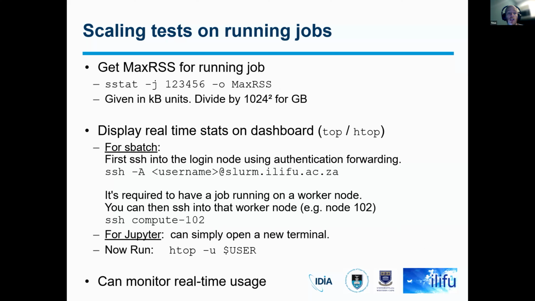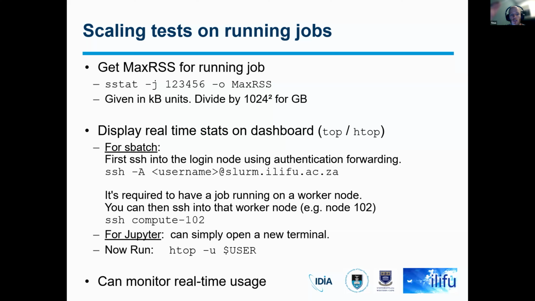So what you can also do to get information about actual jobs that are currently running is to use the stat command to get the max RSS statistic. But just note that in this case the units are in kilobytes, so you will have to convert this to gigabytes. The other thing you can do to get more information about jobs that are running is to SSH into a computing node. If you have a job that's running on a specific node, we actually give you SSH access to that node.